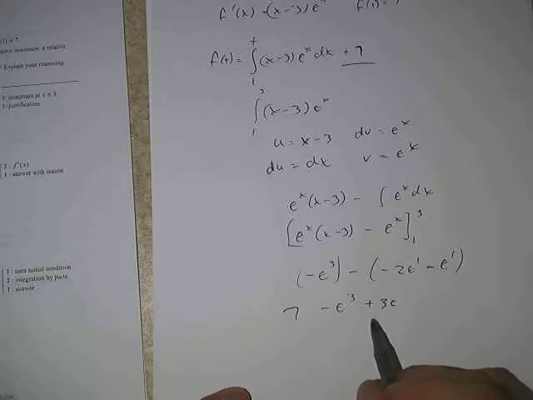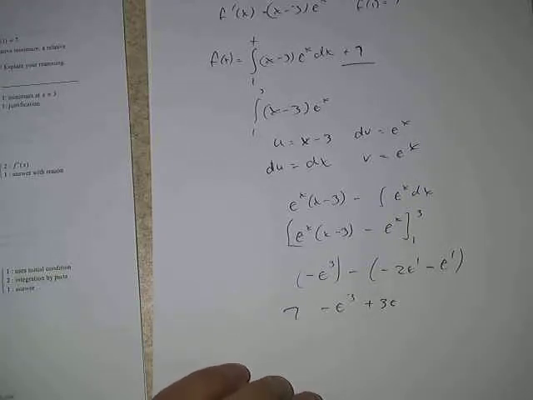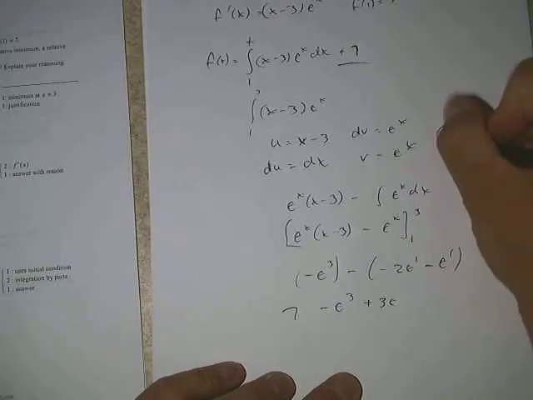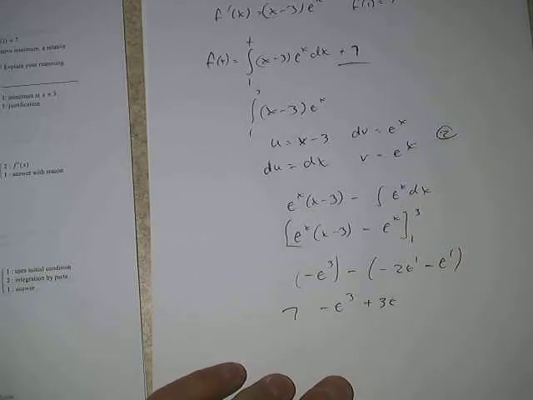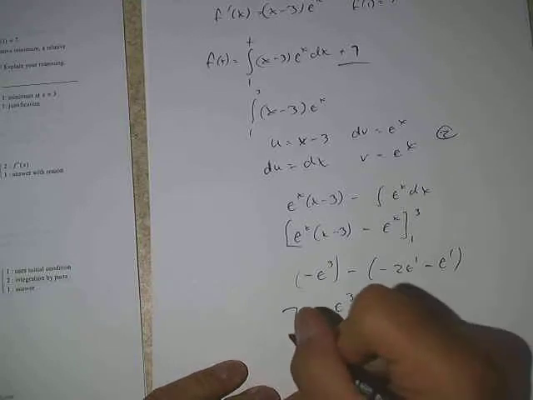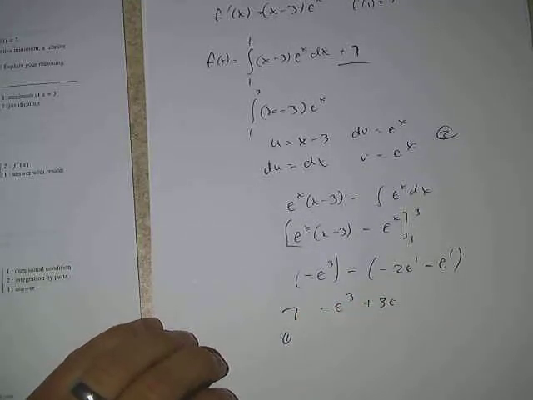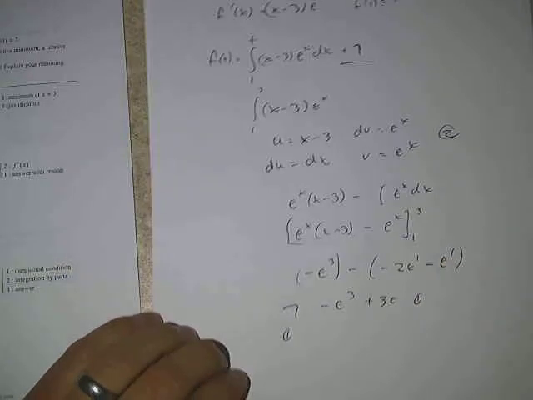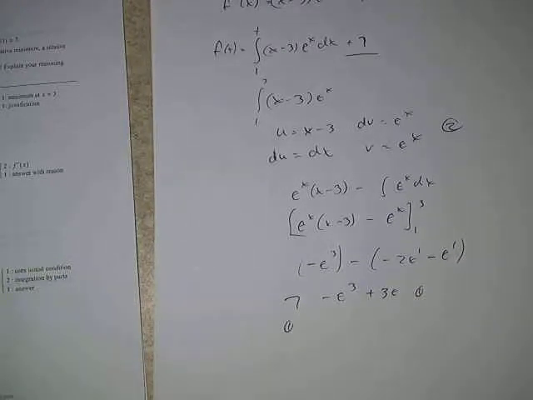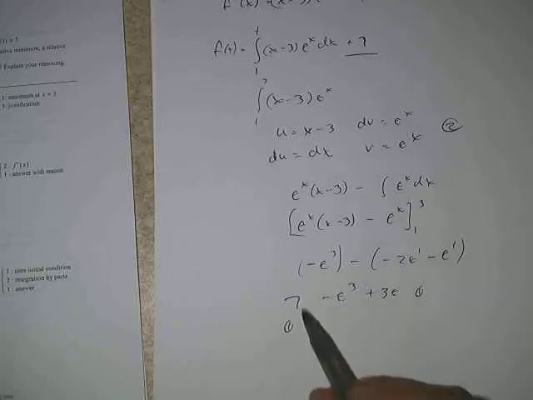Oh, I forgot this. We also remember that the integral has a plus 7 on the outside of it. So when we calculate this part right here, we're calculating the accumulation, if you will, between 1 and 3. We're already at the value of 7, so not only do we have to have that accumulation from 1 to 3, we also have to have the 7 plus. So really it'd be 7 minus e to the 3 plus 3e.